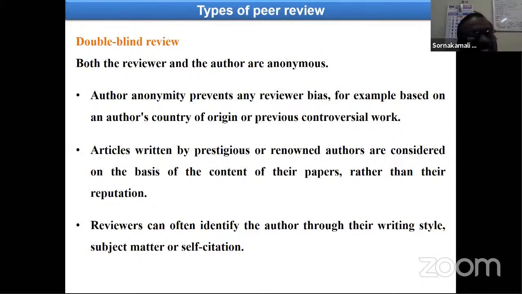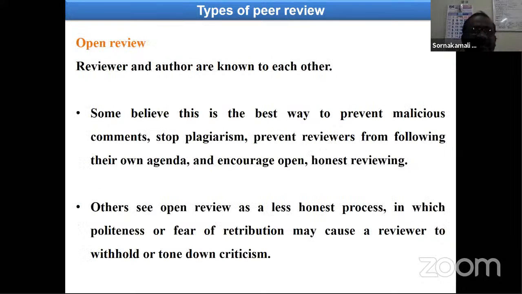Okay. So what are the flaws in the double blind peer review system? Reviewers can often identify the author based on the writing style, subject matter, and self-citation. Okay. The third review system is open review. Here, authors and reviewers are known to each other. Some scientists believe that it is the best way to prevent malicious comments and stop plagiarism.